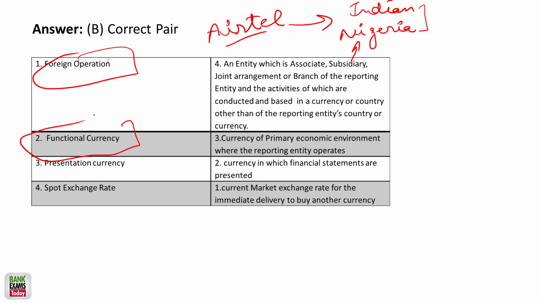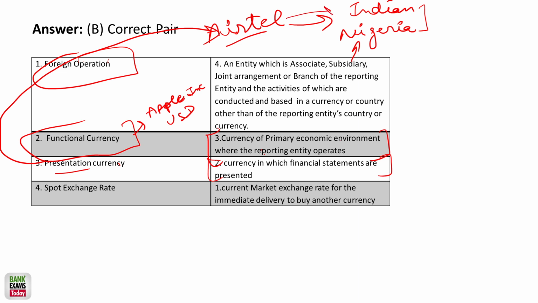What is functional currency? The currency of the primary economic environment where the reporting entity operates. What is the functional currency for Apple Inc? That is US dollars. Presentation currency is the currency in which financial statements are presented. In the case of Airtel, while presenting their financial statements in India, it should be in INR, but while presenting them in Nigeria, it should be their currency. I don't remember the currency of Nigeria.